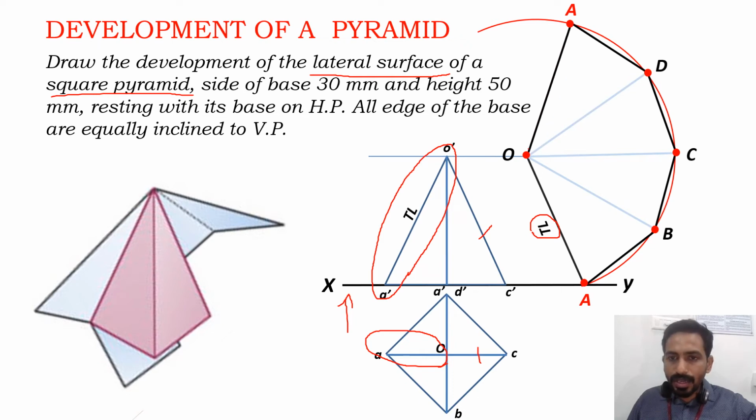So you can see that I have drawn the outer boundary as a thick line, and OD, OC, OB are construction lines which are drawn thin. Only the boundary should be drawn with a thick line. And it says only the lateral surface of the square pyramid.